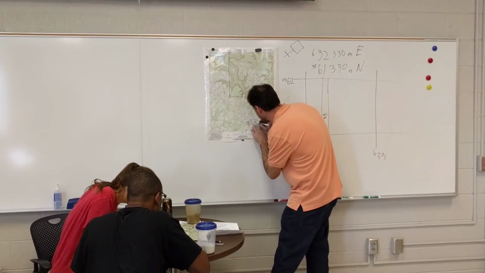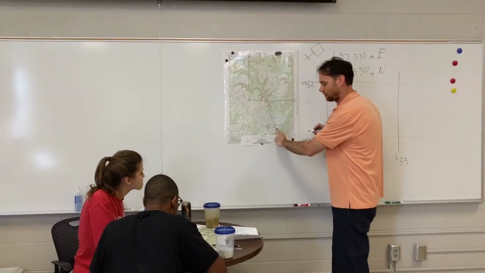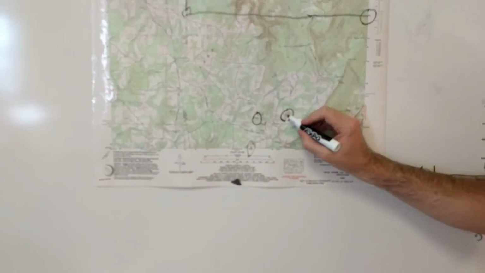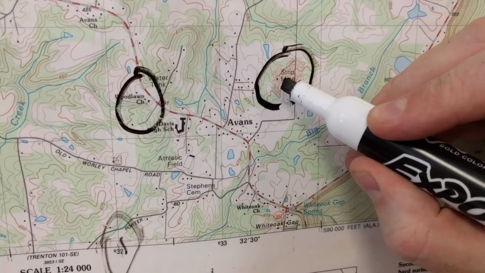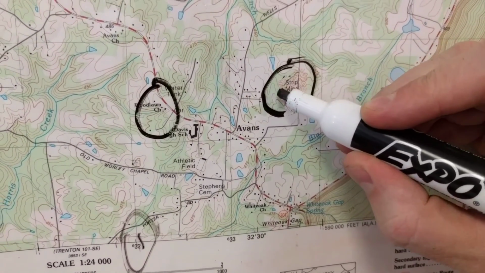So there is a dot. There's a square right here. There is a strip mine that's located right here. And on that strip mine, there is a dot that's located right there. Okay. So let's find the UTM location of that dot within this strip mine.